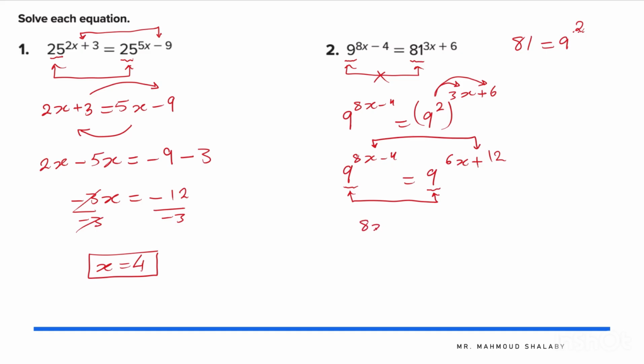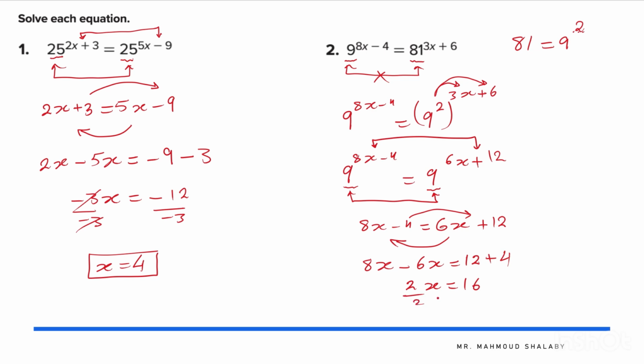So now, 8x minus 4 equals 6x plus 12. Bring the x terms together and the numbers together, so it will be 8x, and 6x will go to the other side, so minus 6x. I have here 12, and negative 4 will go to the other side, so plus 4. 8x minus 6x is 2x, 12 plus 4 is 16, divide by 2 on both sides, so x equals 16 divided by 2, which is 8, and here is the solution.